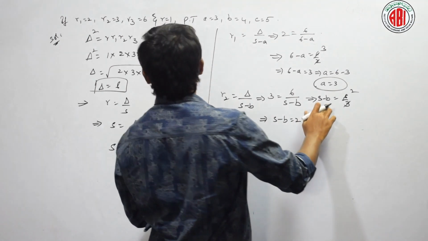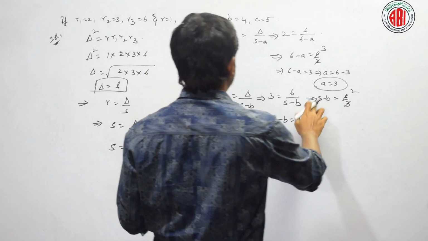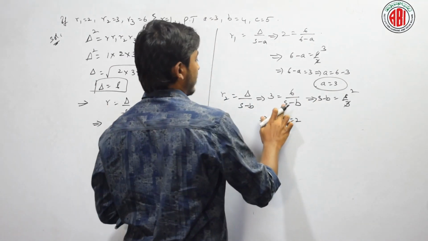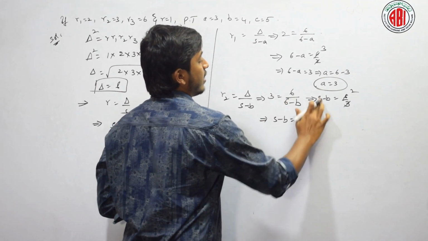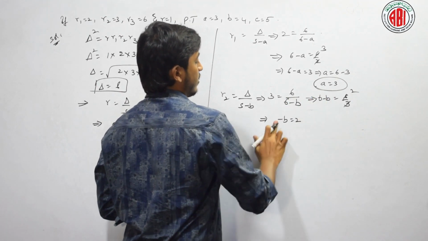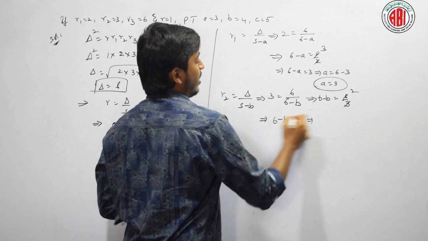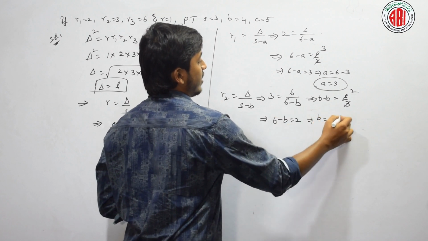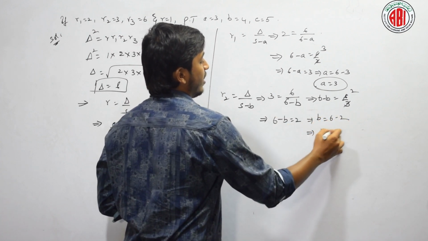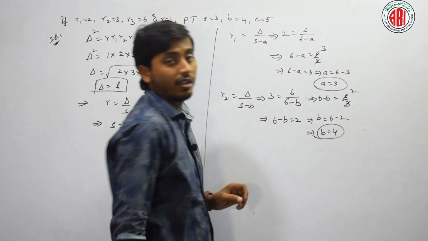What is the value of B first of all? I do not know, right? What is S? S value is 6. Let me substitute it here. 6 minus B is equal to 2. Now, tell me, B will go that side, that will be 6 minus 2. Therefore, B value is 4.